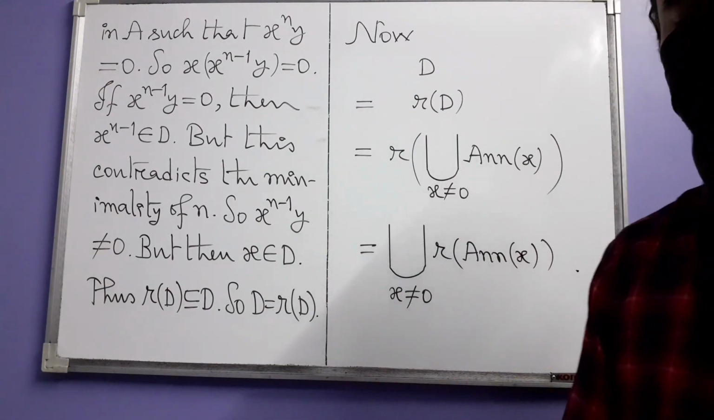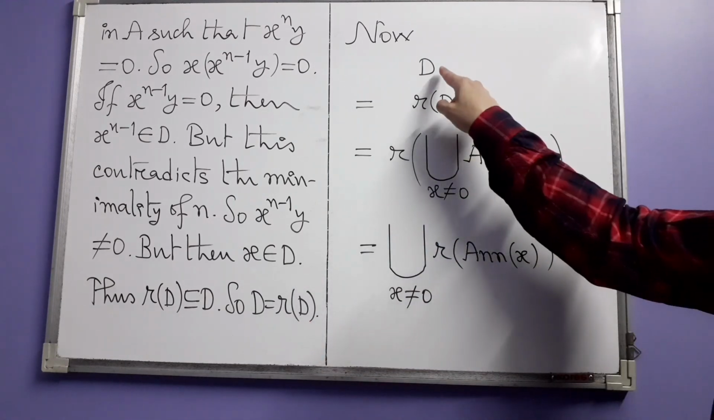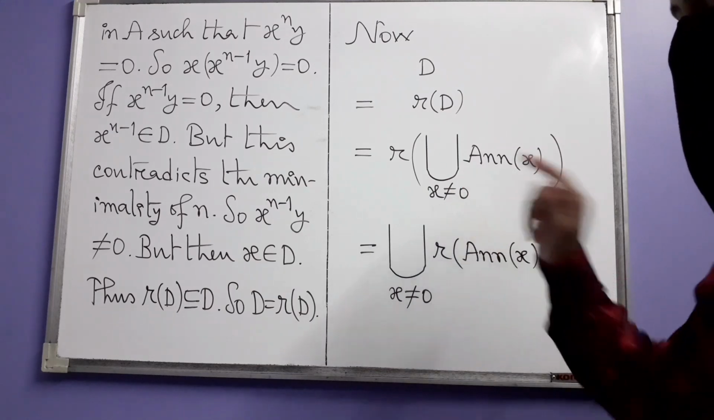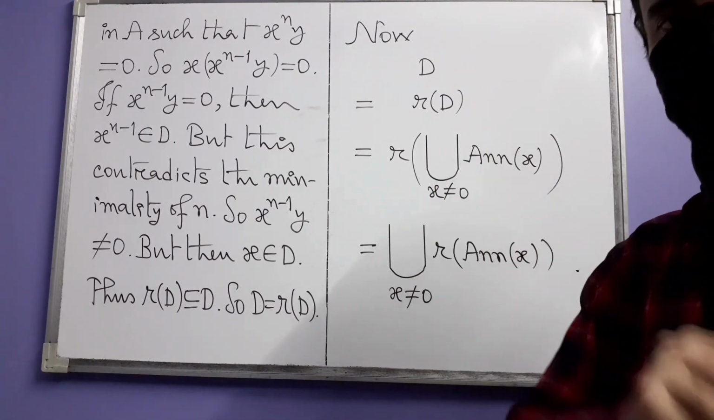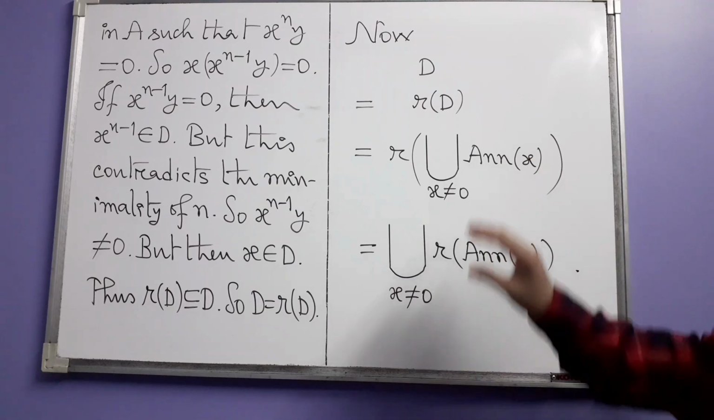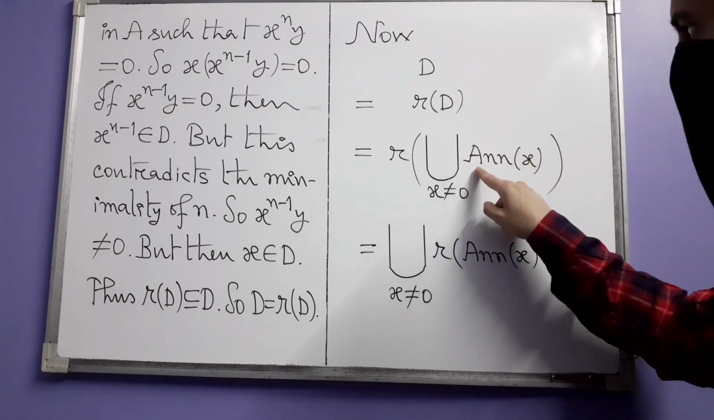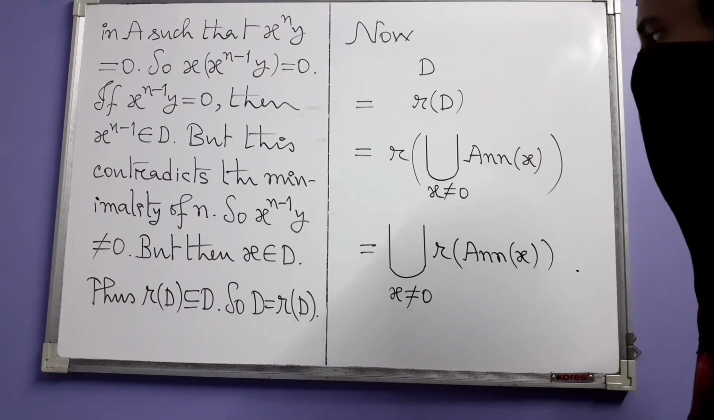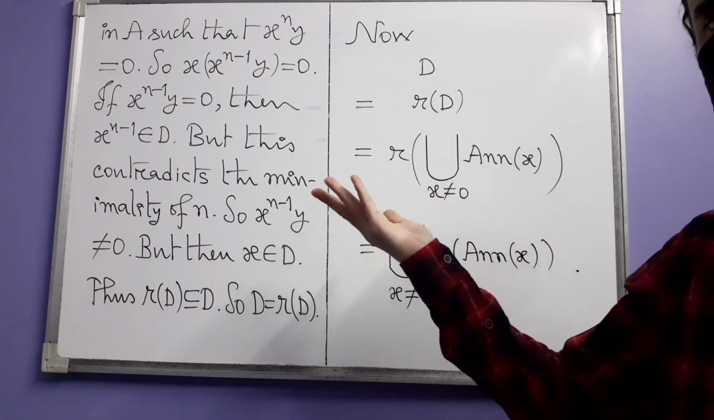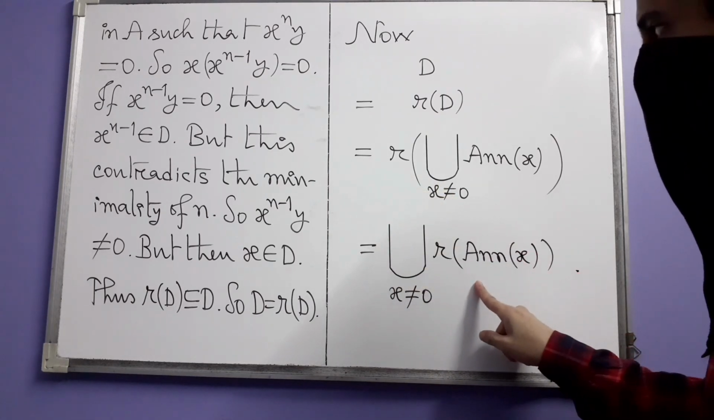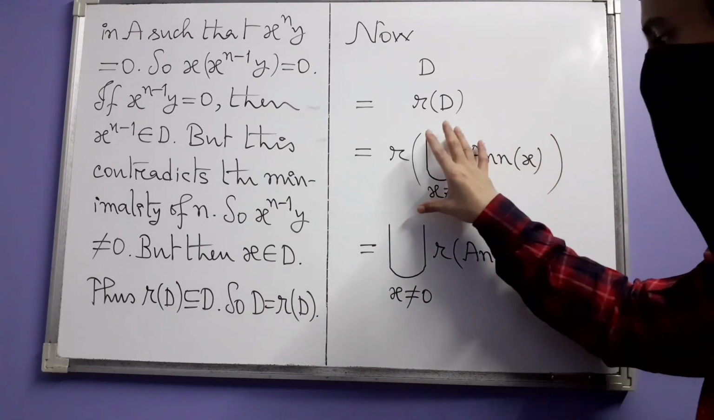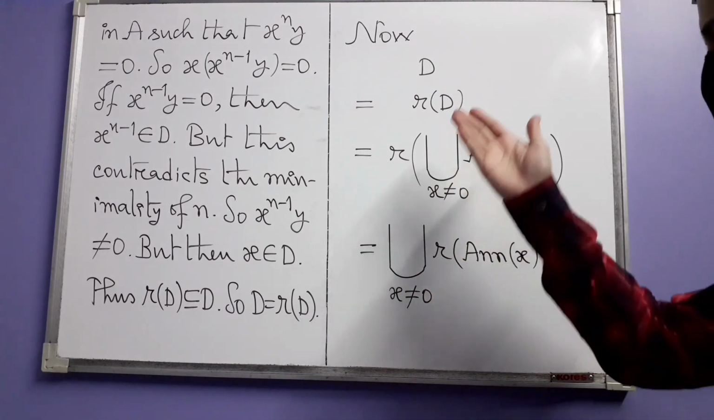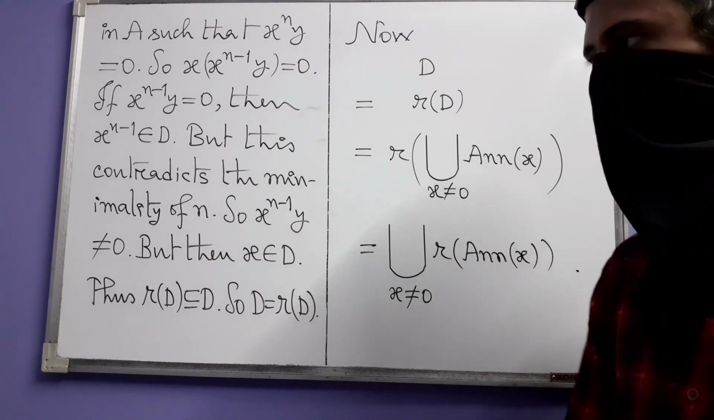So, now we continue our calculation from here. D equals R of D, and D itself equals this union. So, this is what we are recalling from before. We already know that the set of zero divisors equals the union of all the annihilators of non-zero elements in the ring. And by what we proved in the beginning of this video, you can take R inside, because this is the radical of this union. So, that will be equal to the union of the radicals of these annihilators. That's how you get your desired identity.